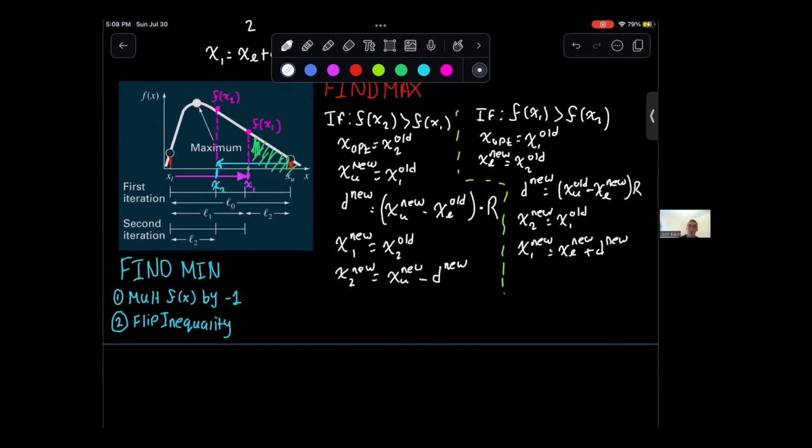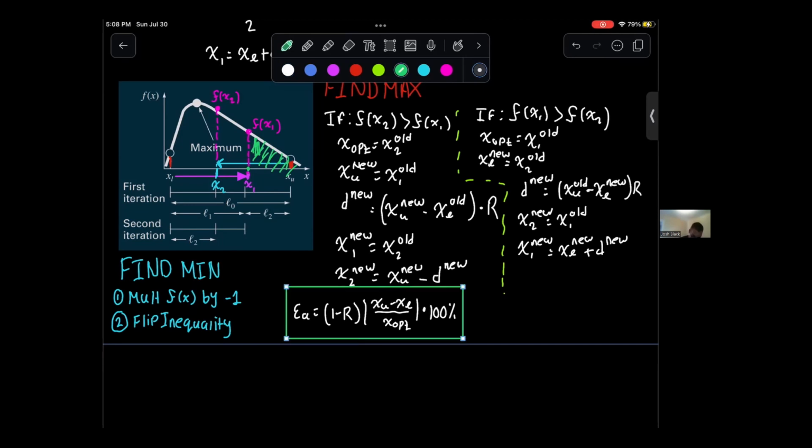Okay, now to find the error, it's just a little bit different than what we would normally do. To find my approximate error, I have to take 1 minus the golden ratio and multiply it by x upper minus x lower, and then divided by x optimum. And obviously multiply that by 100%. That is how I find my approximate error.